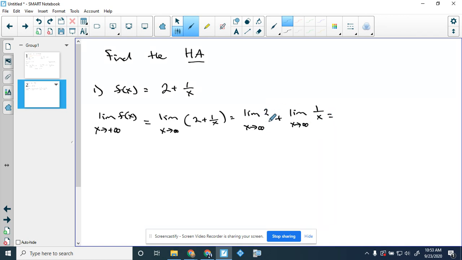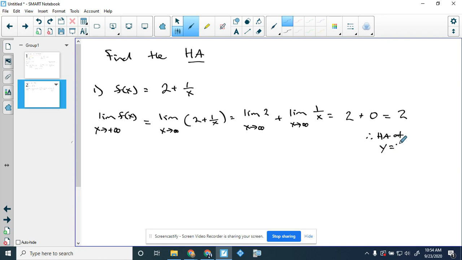All right, limit of 2 is just going to be 2. The limit of 1 over x as x goes to infinity, that's kind of the key concept of today, right? The bottom's growing without bounds, so all of this is approaching 0, so you get 2 plus 0, which is 2. So that tells me that there's a horizontal asymptote at y equals 2. I can write right here, therefore, there's an HA at y equals 2.